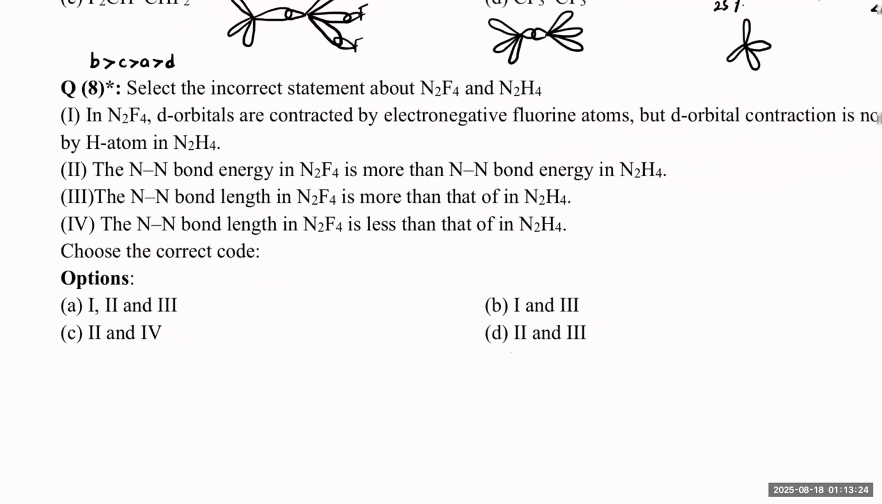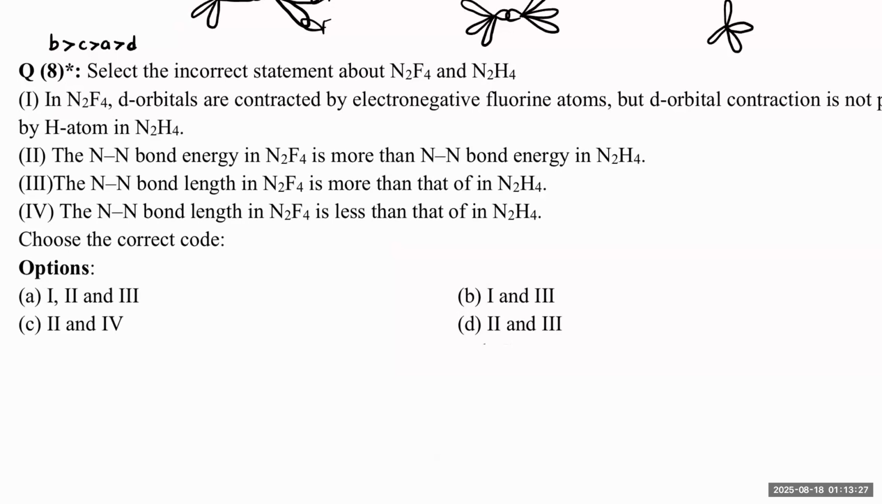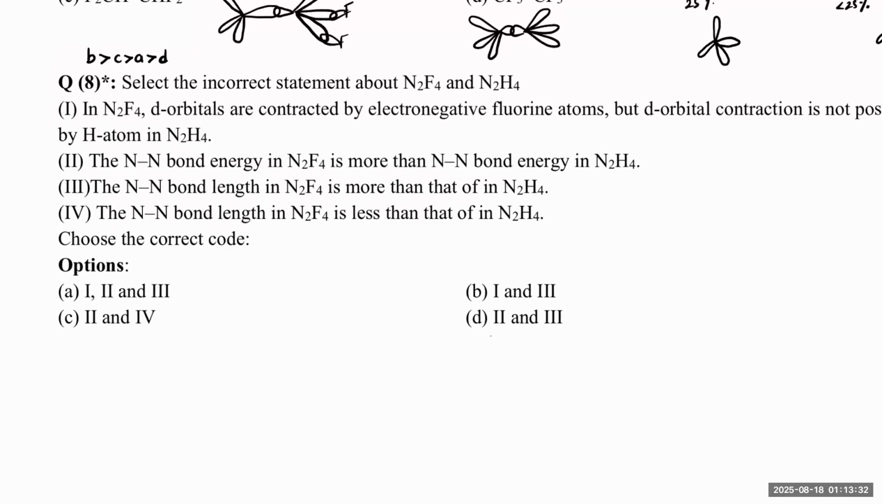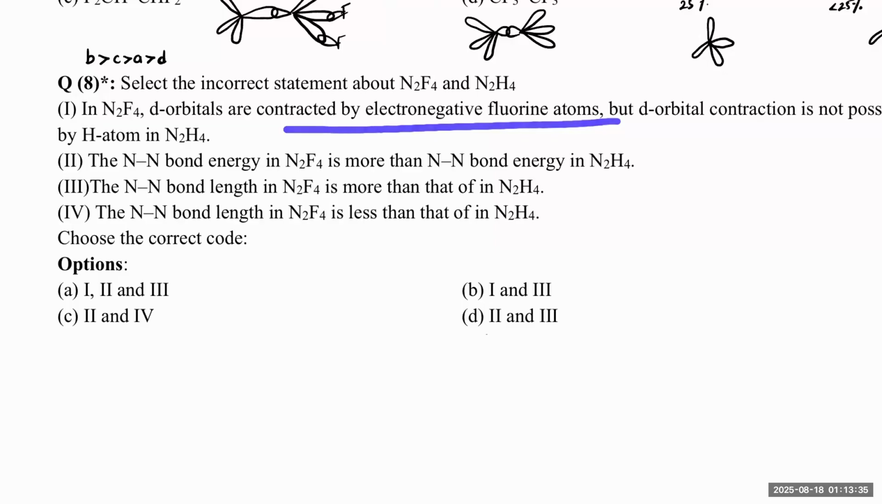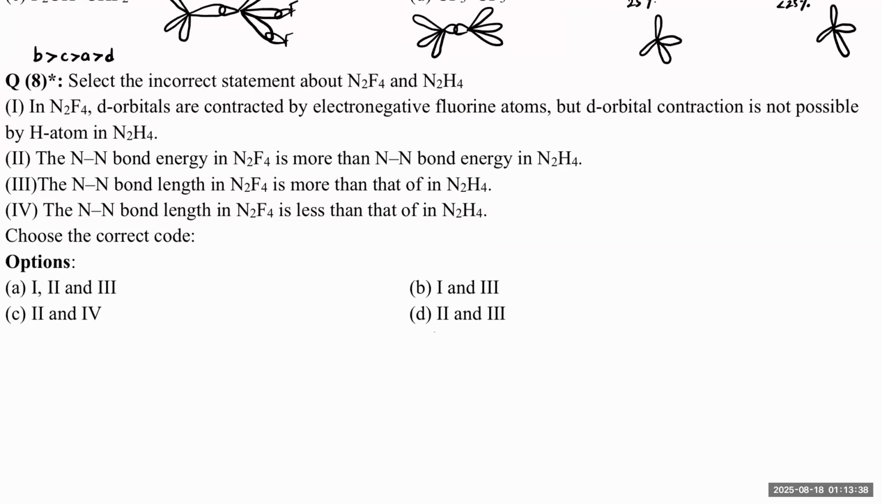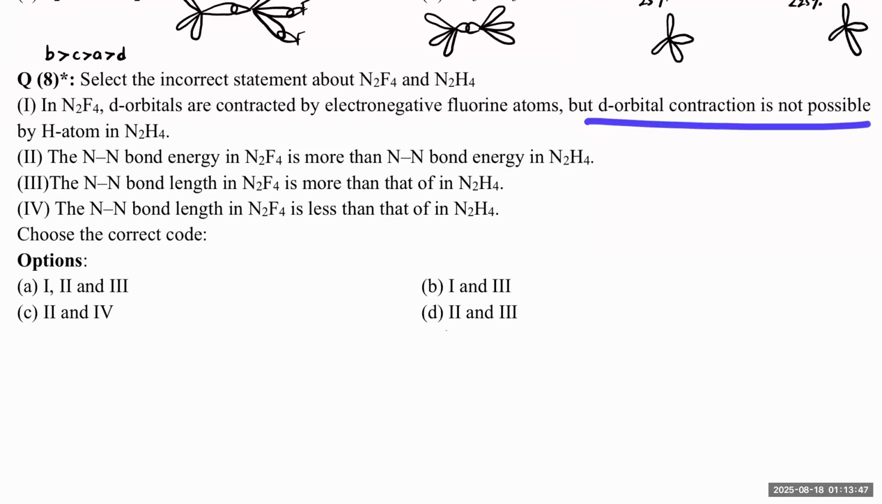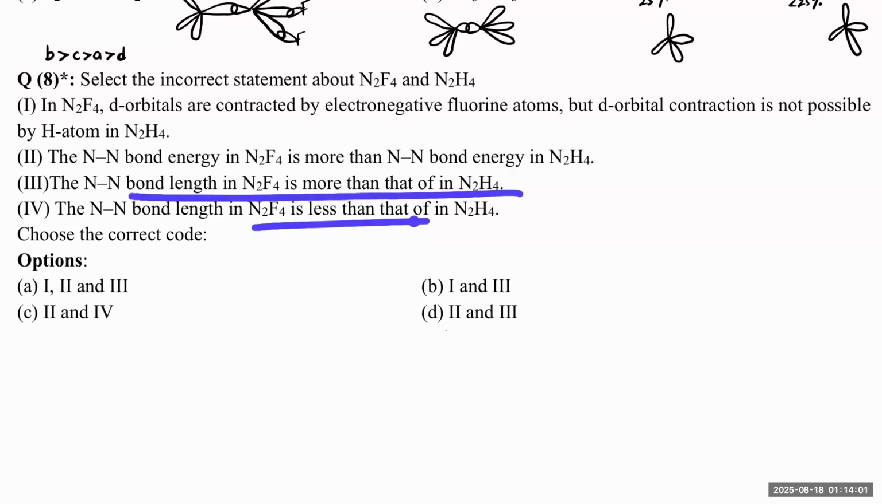Next, see the eighth one. Incorrect statement of N2F4 and N2H4. In N2F4, the d orbitals are contracted by electronegative fluorine atoms, but the d orbital contraction is not possible by hydrogen in N2H4. Next, the N-N bond energy in N2F4 is more than the N-N bond energy in N2H4. Next, this one. Again, we just have to apply the Bent's rule here, nothing else.